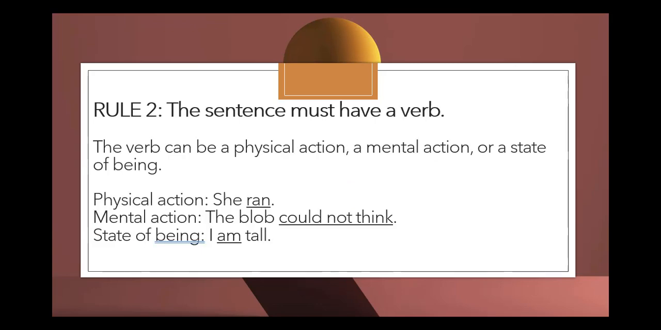All right, we're on to rule number two. The sentence must have a verb. The verb can be a physical action, a mental action, or a state of being. Now, that will be the one that most of you are less familiar with, okay? Physical action, "She ran." Even though that's very short, that is a sentence. We have a subject and we have a verb. We've got a complete thought.